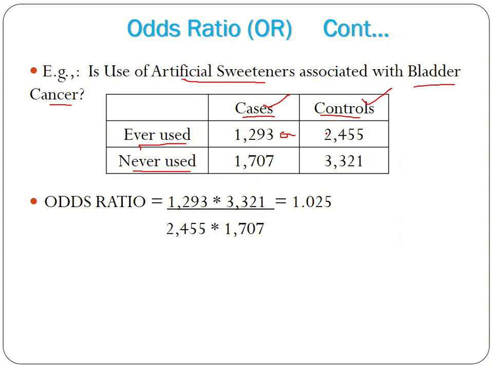This is A, this is B, this is C, this is D. So the formula for odds ratio is AD over BC. A is 1293, D is 3321, B is 2455 times 1707 C. So the result is 1.025.